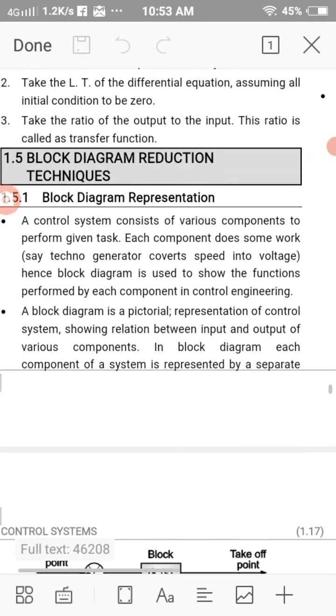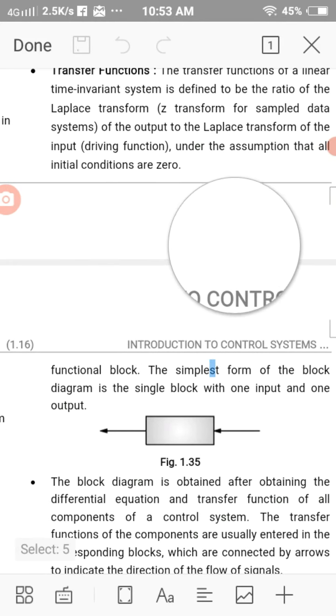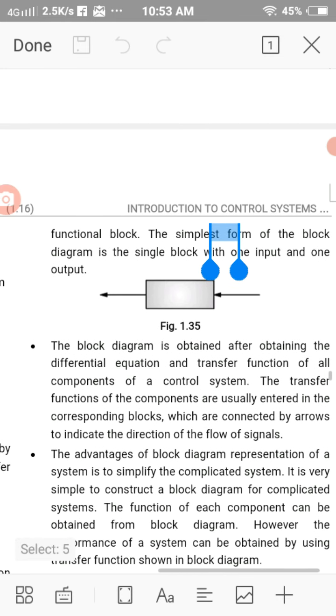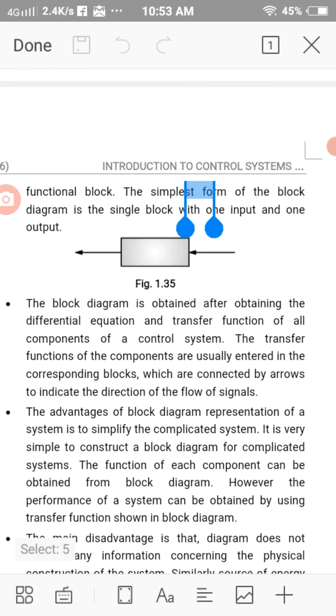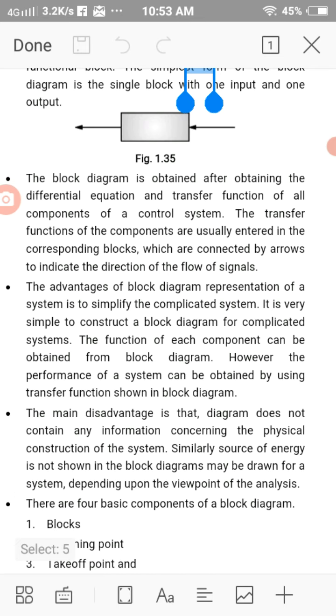Each component of a system is represented by a separate block. The simplest form of the block diagram is the single block with one input and one output. It is obtained after obtaining the differential equation and transfer function of all components of a control system.